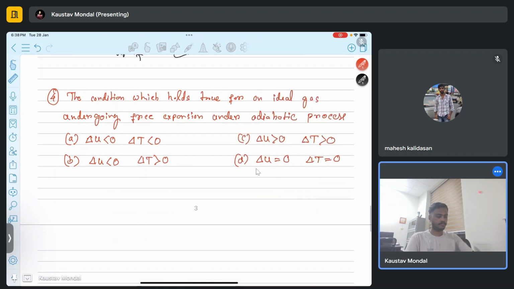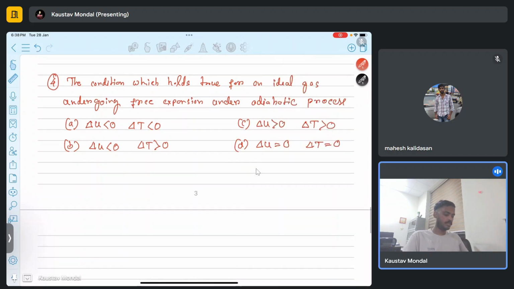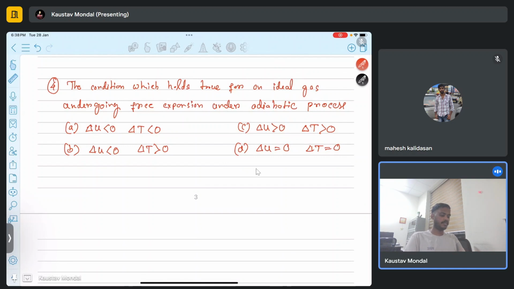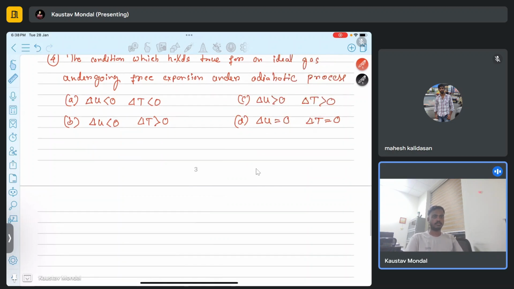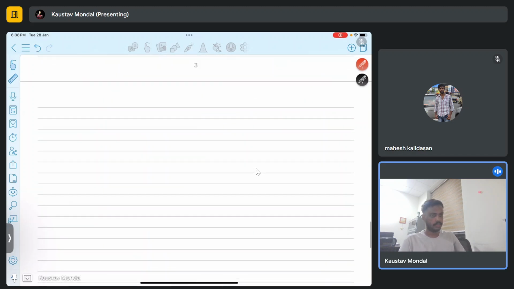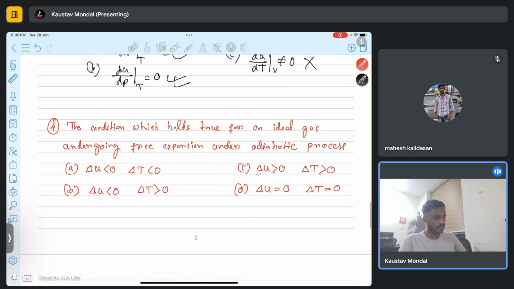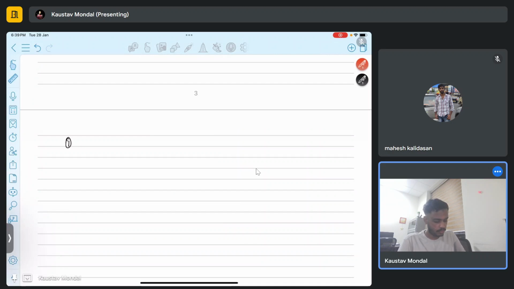Now, the condition which holds true for an ideal gas undergoing free expansion under adiabatic process. So which condition should be true? In order to solve this problem we need to know a few concepts. First thing first, this is an ideal gas, right? So for an ideal gas, what is free expansion?